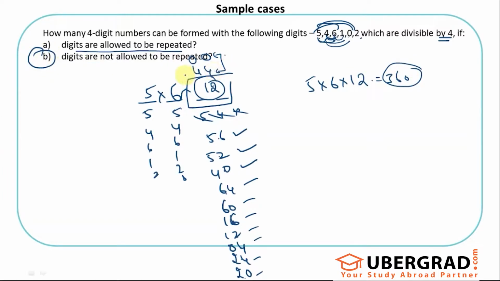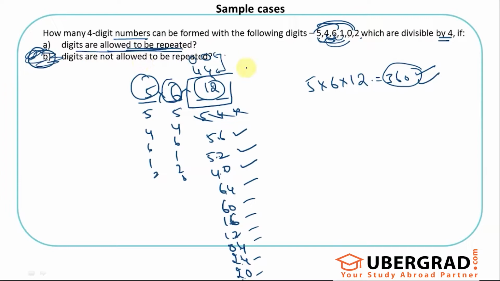Sorry, I did it for the repetition allowed, right? So all the 12 cases, 1, 2, 3, 4, 5, 6, 7, 8, 9, 10, 11, 12, when the digits are allowed to be repeated. So I can find 360 four-digit numbers formed from these digits which are divisible by 4 if the digits are allowed to be repeated. So I did part A only, my bad.